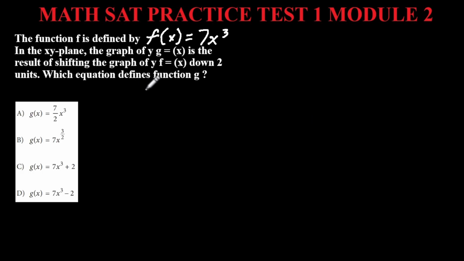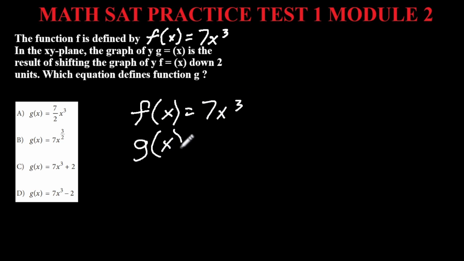Function f is defined by f of x equals 7x to the third power. In the xy plane, the graph of g of x is the result of shifting f of x down 2 units. Well, we start with f of x equals 7x to the third power. And then g of x is just shifted down 2, so we simply do minus 2. Shifting it up would have been plus 2, and shifting to the right would have been replacing x with x minus 2 inside here, and shifting it to the left would have been x plus 2 in here. So the correct answer is choice D.